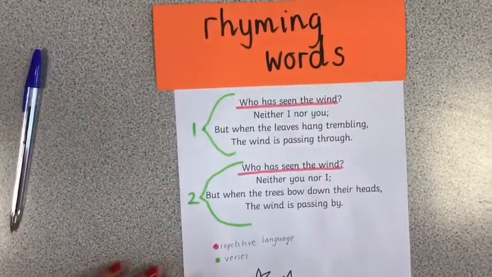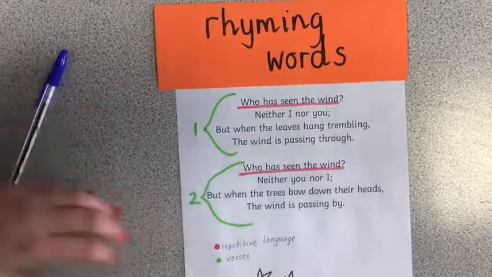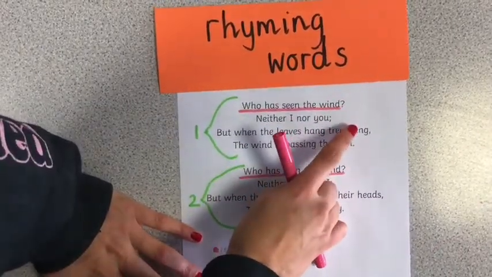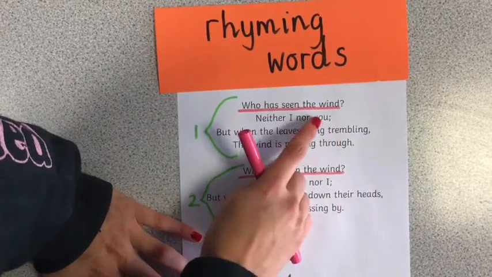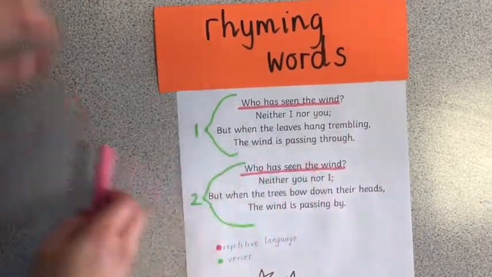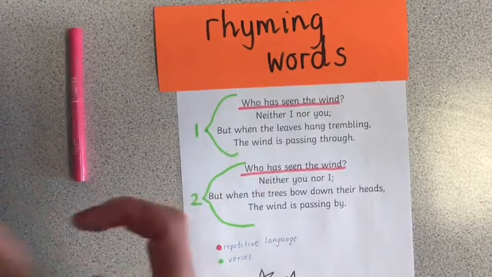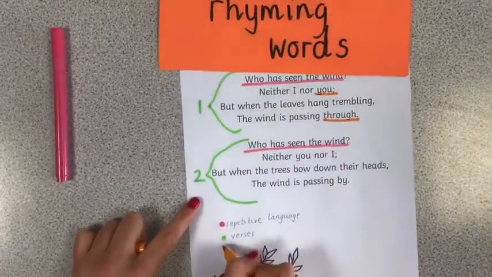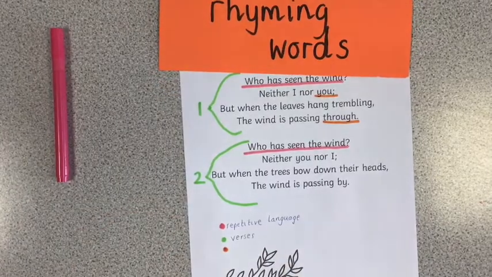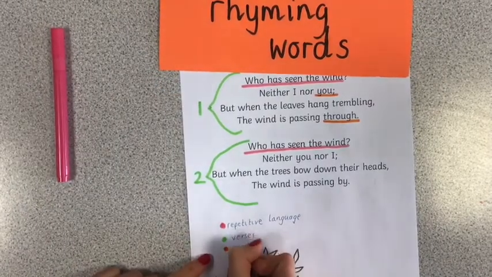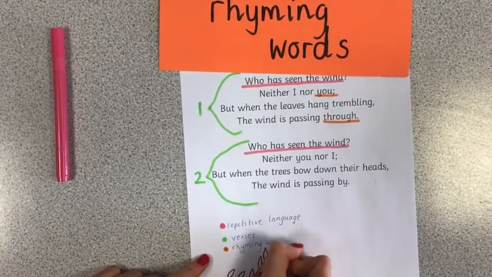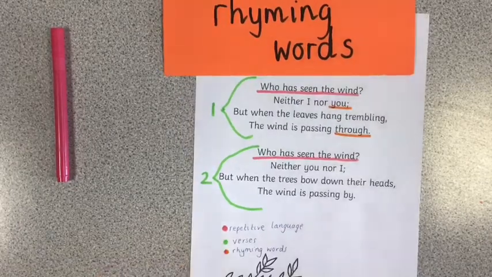Now, sometimes in a poem, it will miss a line out, and in the next line you will have your matching rhyming word. Wind, trembling. You, through. Oh, you and through. There we go. And I can just put on my key. Rhyming words.